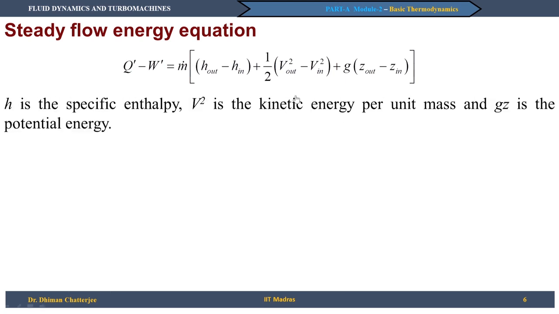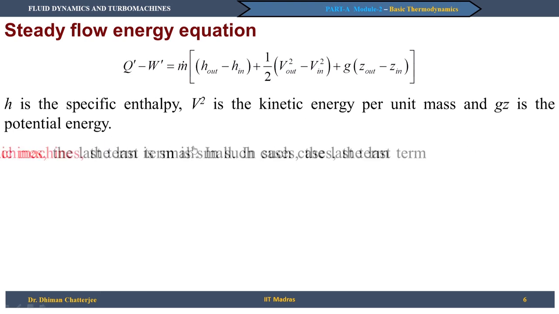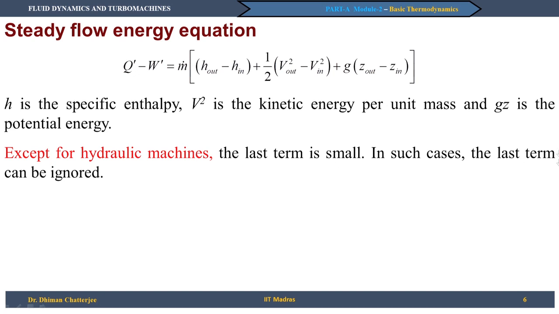All right. Let us look at the terms again. H is a specific enthalpy, V square is the kinetic energy per unit mass, and Gz is the potential energy again per unit mass. Except for hydraulic machines, which we will talk about a little later, the last term, that is the change in the potential energy, is insignificant compared to the other changes. In such cases, we can drop the last term.